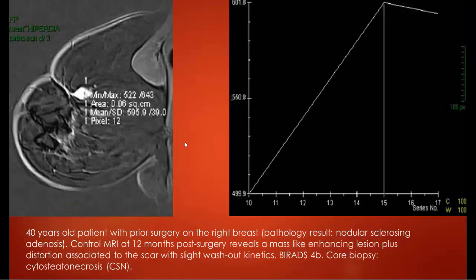This is the same patient with prior surgery to the right breast. Pathology showed nodular sclerosing adenosis. Control MR after 1 year shows a mass-like enhancing lesion plus distortion associated with scar, with slight wash-out kinetic, BI-RADS 4B.